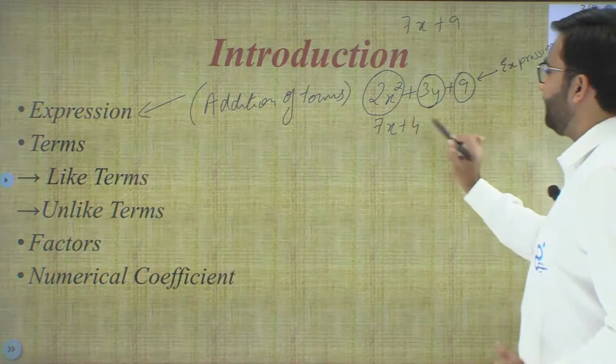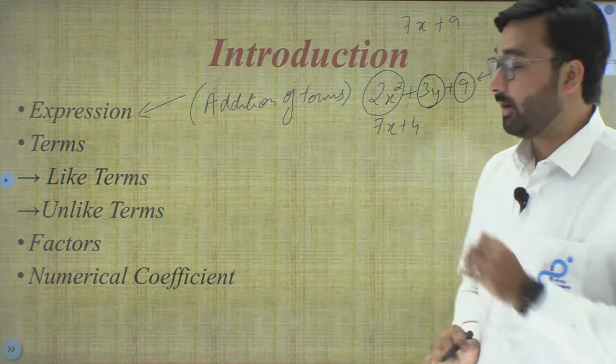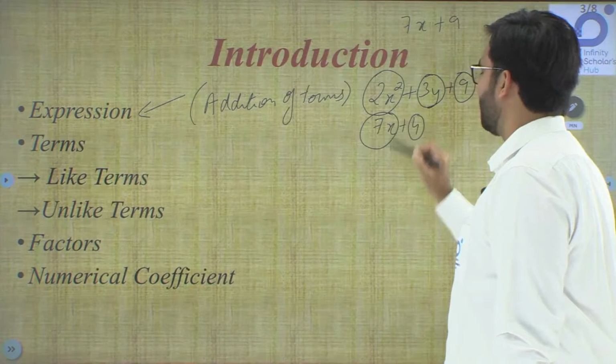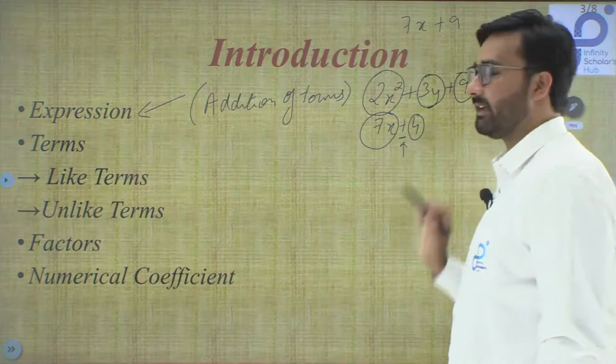On the other hand, if you take the second example, this is again an expression क्योंकि यहाँ पे भी 2 terms को add किया गया है. And what are those terms? Those terms are 7x and 4. So I have added the 2 terms, that is why I am writing 7x plus 4.